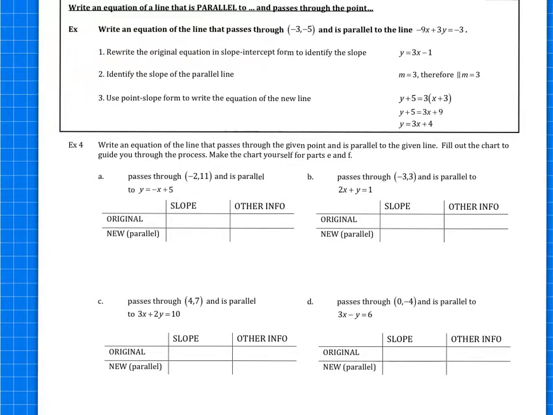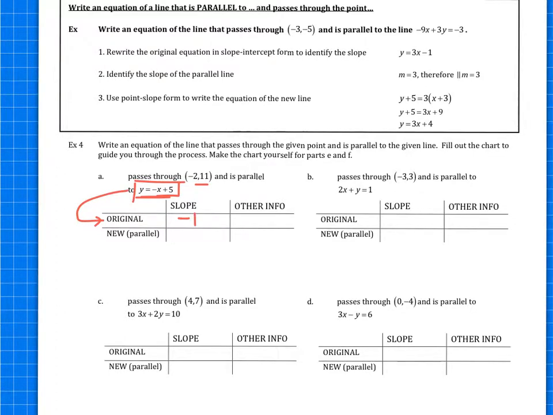The directions say write an equation of the line that passes through the given point and is parallel to the given line. And we've got to fill out the chart to guide us through the process. Make the chart for yourself in parts E and F. Okay, so let's see. I've got to write a line that passes through (-2, 11) and is parallel to y = -x + 5. So my original line is y = -x + 5, and that slope is -1.